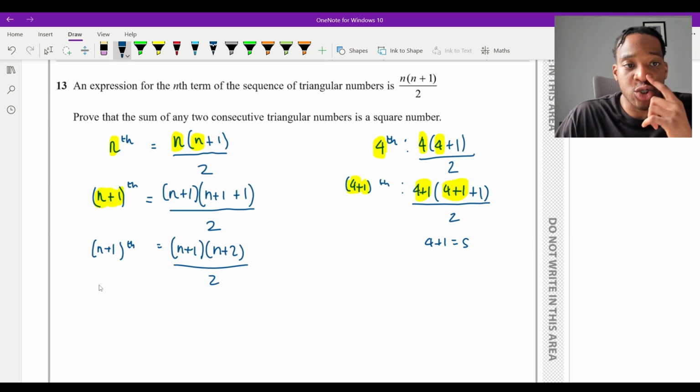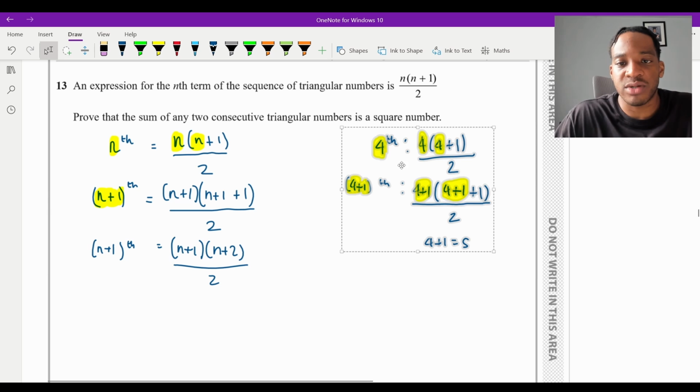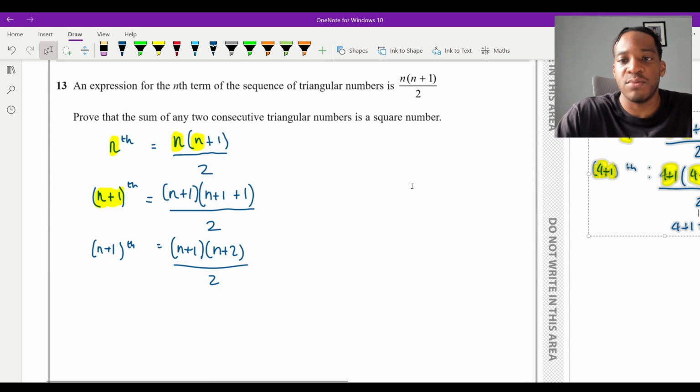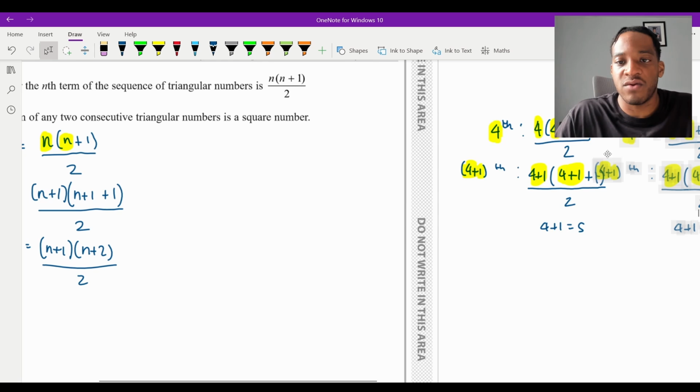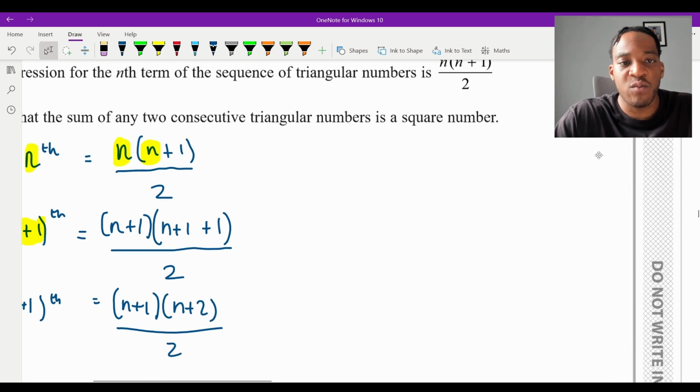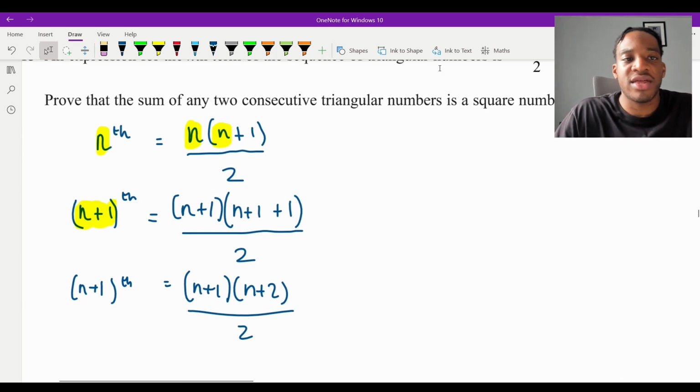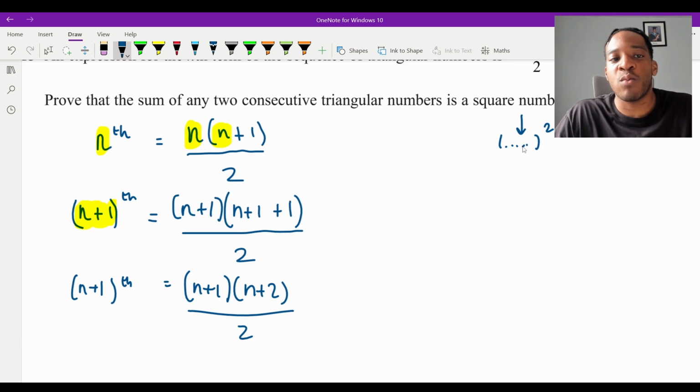Now, we need to show that the sum of any two consecutive triangular numbers is always a square number. I'm just going to move this to the side because we don't need this anymore. If we have a square number, then algebraically speaking, we have some expression that can be written as a perfect square. So when we're trying to prove that the sum of two consecutive numbers is a square number, we have to add them together and we should be able to factorize our expression to give us a perfect square. So we need to add these together and then factorize.